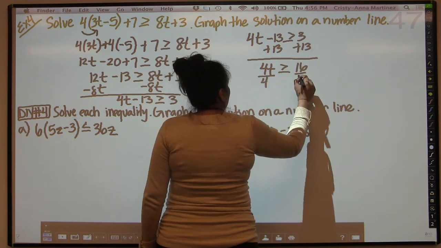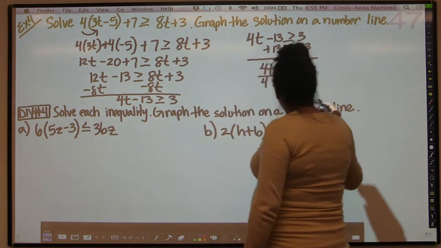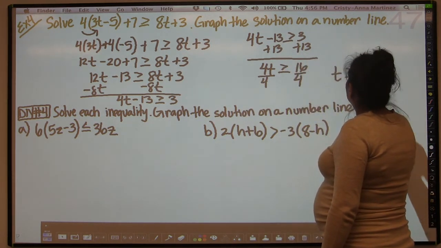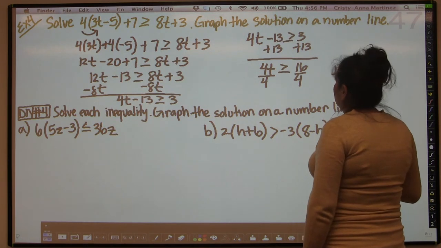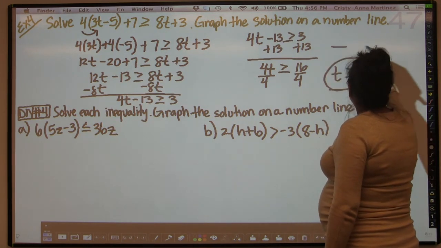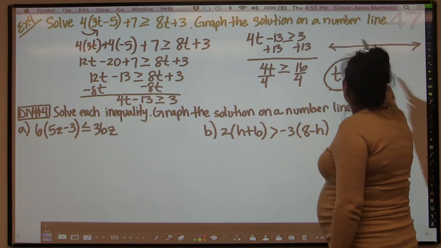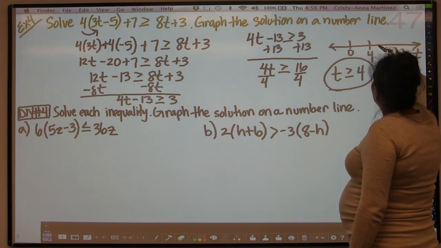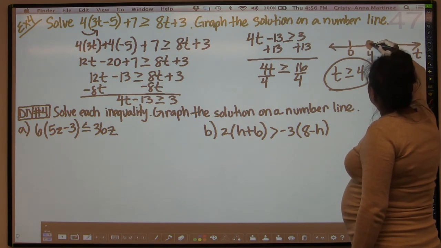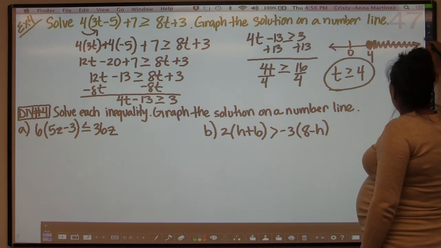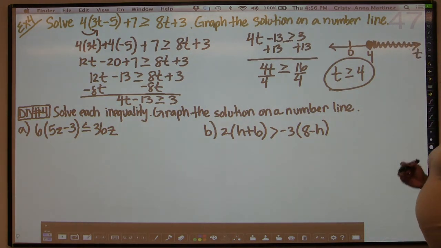We're dividing by 4, but it's a positive, so there's no need to flip any symbols. So t is greater than or equal to 16 divided by 4, which is 4. And it wants us to graph the solution on a number line. I barely have space, but I'm going to squeeze it in here. Call this t, put a 0 here, put a 4 here. It's going to be a closed dot, a solid dot, because it has an equal to, and we're going to shade to the right. And that is how you use distributive property to solve an inequality.